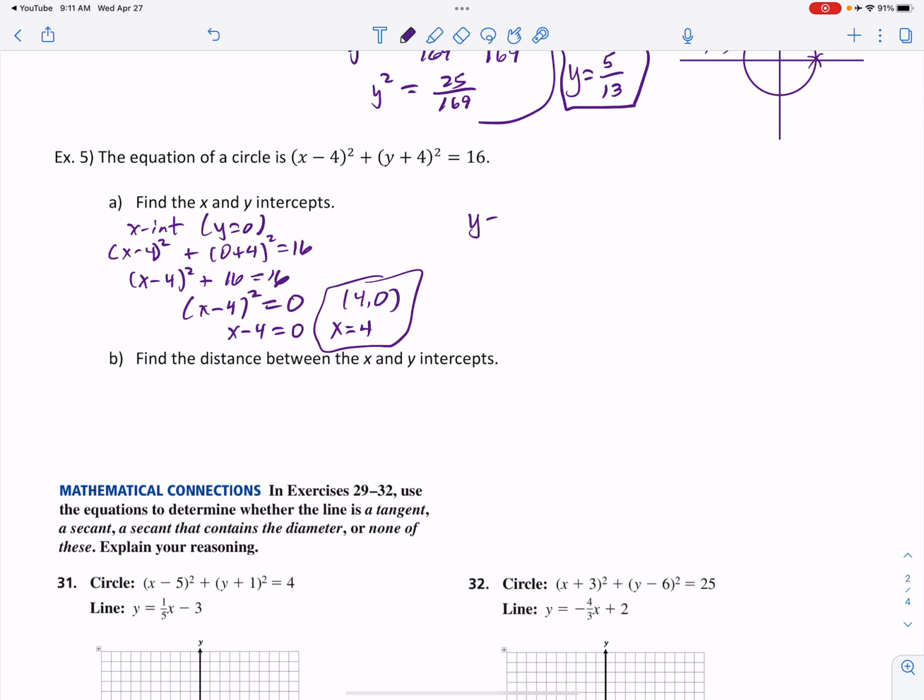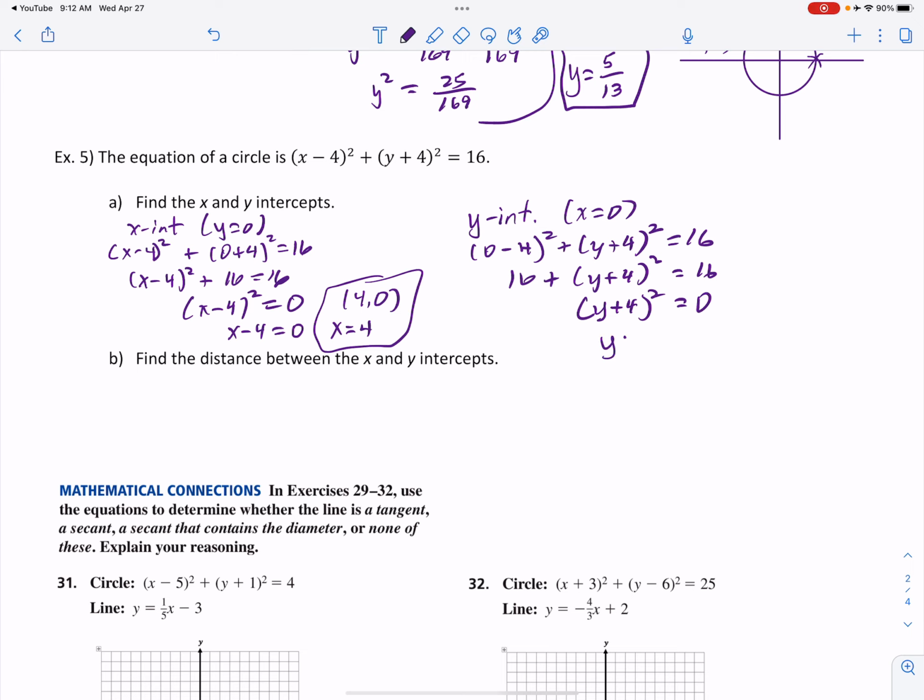To find the y-intercept, that occurs when x is 0. So we want to plug 0 in for x to find the y-intercept. And we get 16. Again, it works to just leave this factored, because when I subtract 16, I get y plus 4 quantity squared equaling 0. That can only happen if y plus 4 is 0, so y is negative 4, and that point is 0, negative 4. So that is your y-intercept.